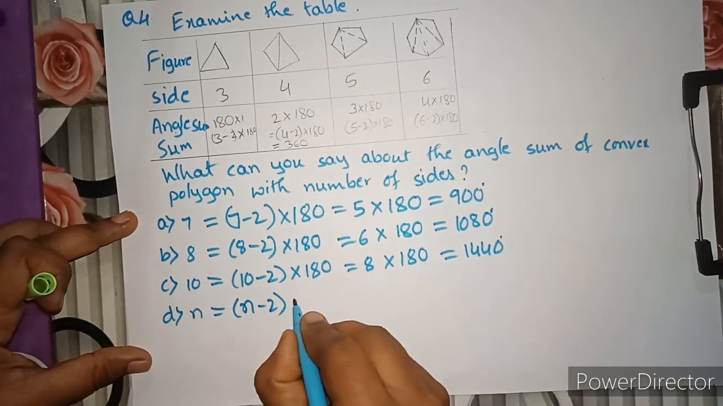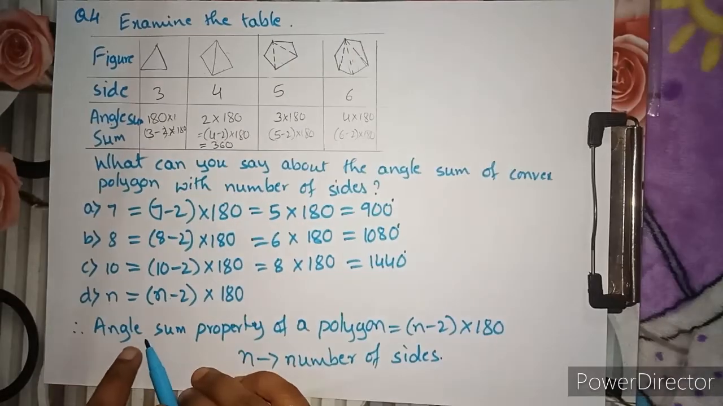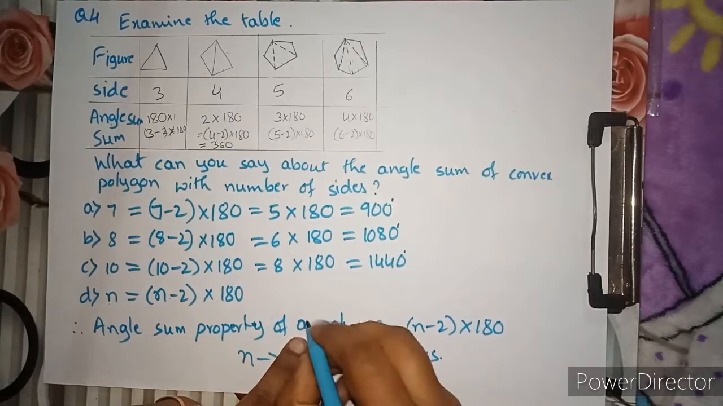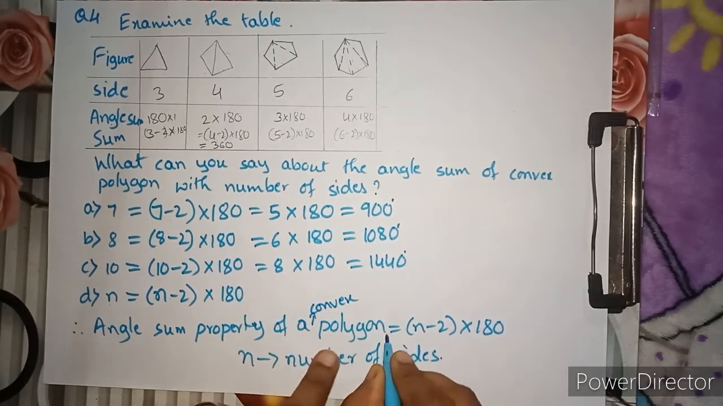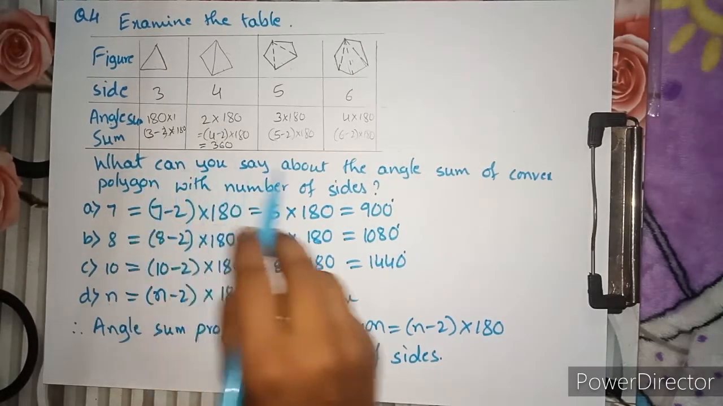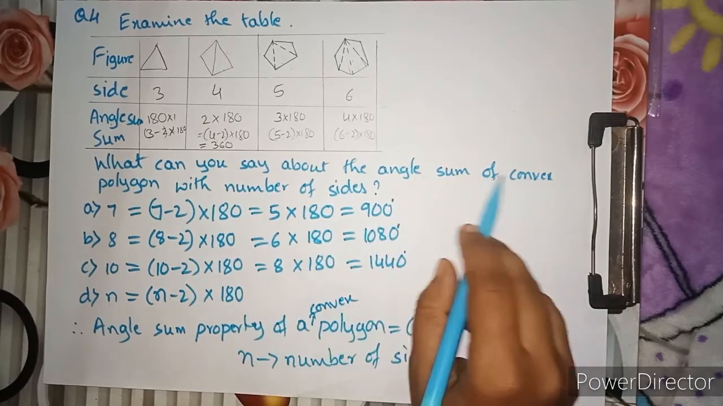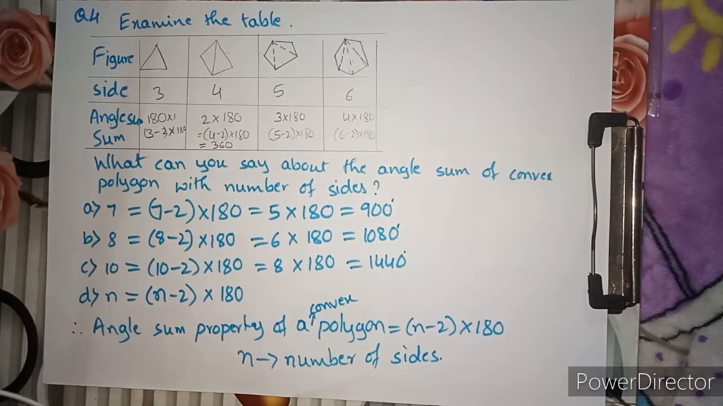In the same way, an n-sided polygon: number of sides is n, so n minus 2 into 180. Therefore, angle sum property of a convex polygon: angle sum of a convex polygon is n minus 2 into 180, where n is the number of sides.